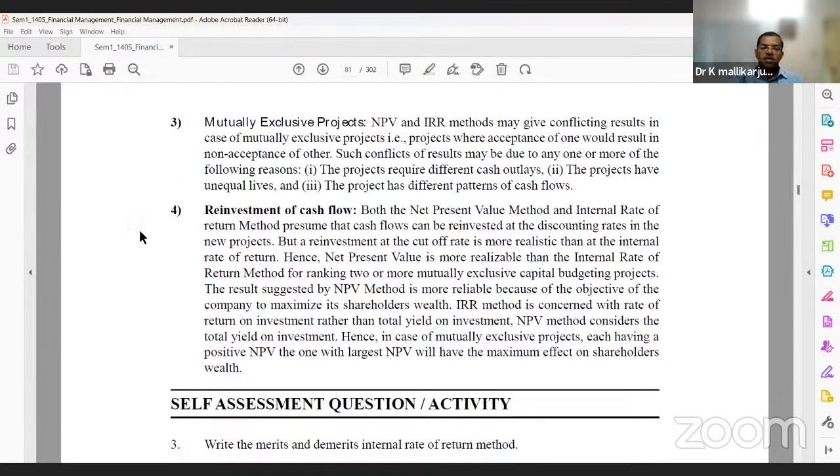Here, regarding reinvestment of cash flows, both NPV and IRR methods presume that the cash flows can be reinvested at the discount rate in a new project. So whatever these are, they are reinvested. But NPV is more suitable for mutually exclusive projects.